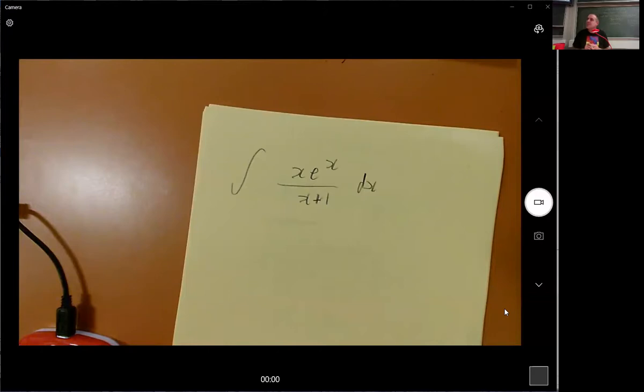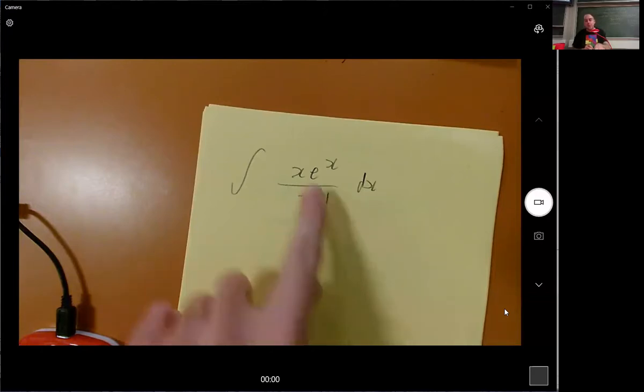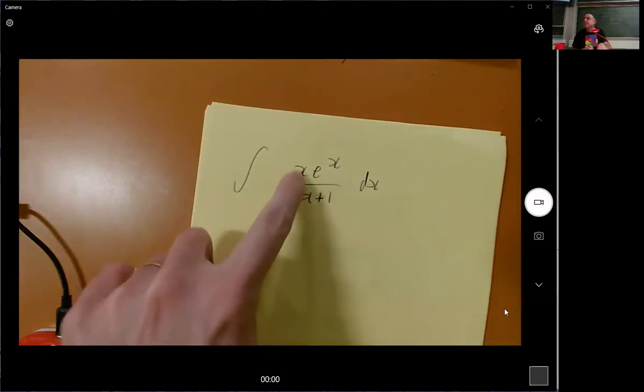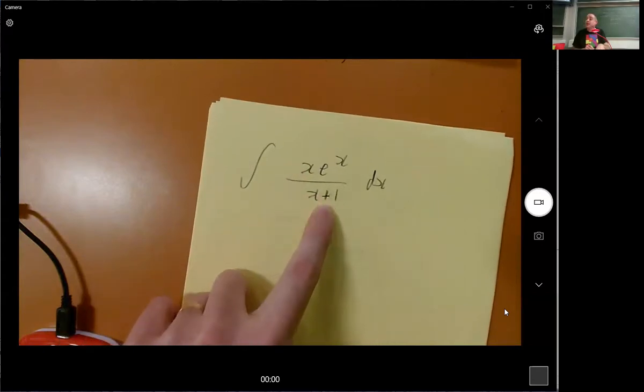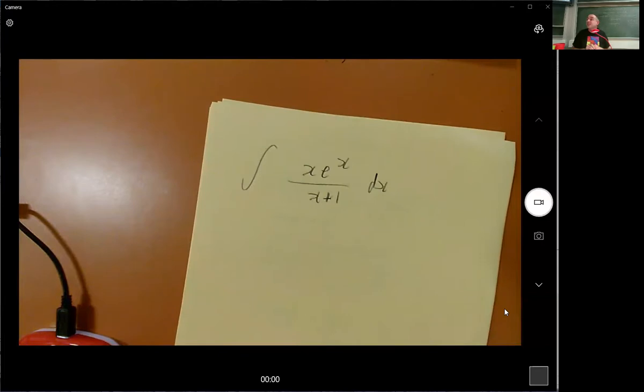Maybe. If that x up there was an x plus 1, then it would cancel with the x plus 1 at the bottom, and I might have something prettier. But nah, it's just, I've chosen a bad one. I'm sorry.